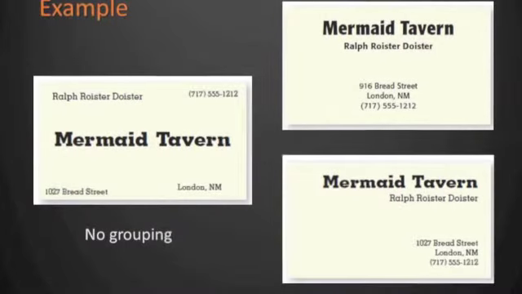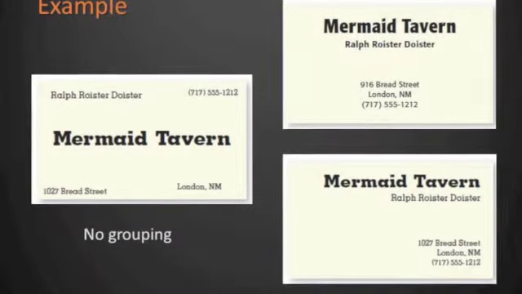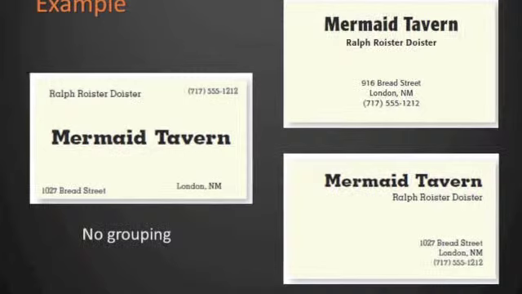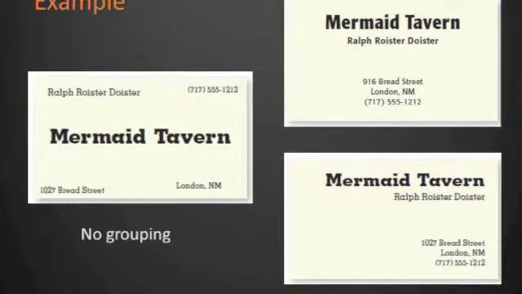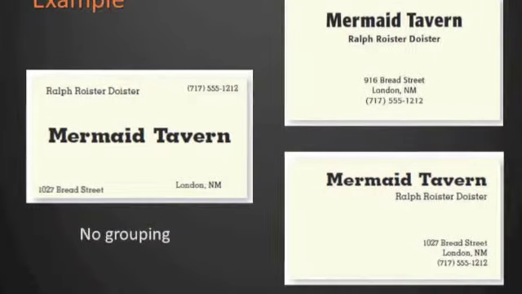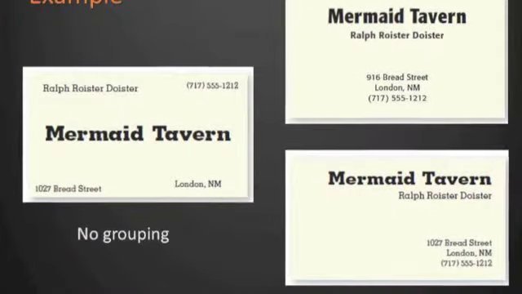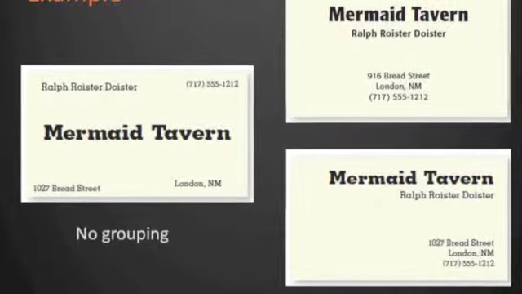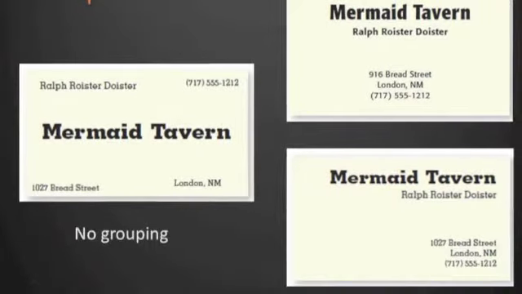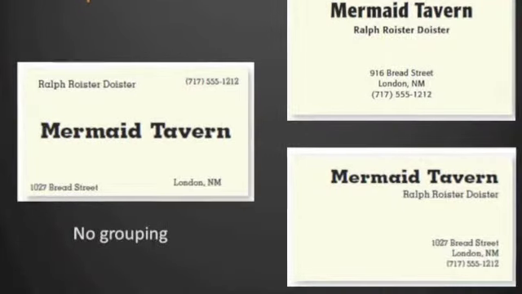Let's look at the name card examples again. Elements on the first card are not grouped, but on the other two cards, similar elements, name and title, address and phone number, are grouped together. Also, the elements on these two cards have a certain type of alignment. All these make them look better than the first one.